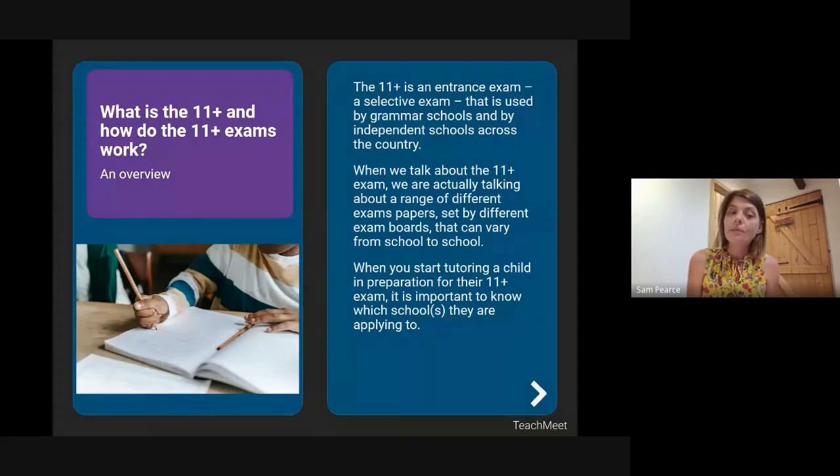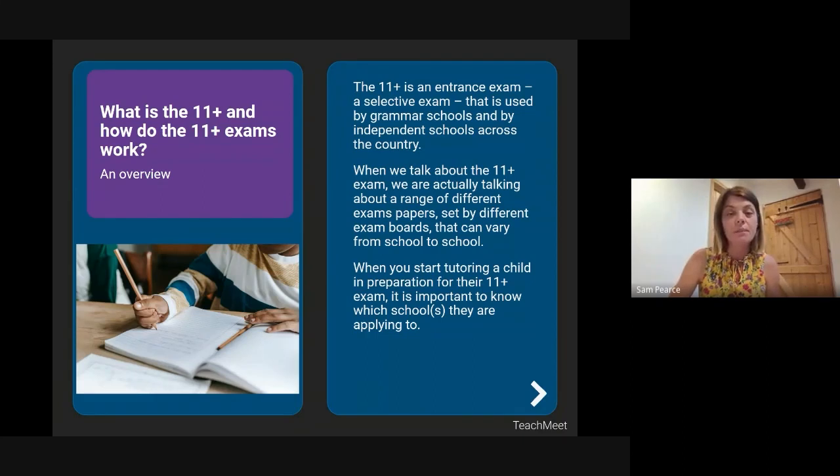Also, when we talk about the 11+ exam, we're not talking about just one test. We're talking about a range of different exam papers that can be set by different exam boards that can test different subject areas at different times in the year, and that can range from school to school. So the 11+ is complicated for that reason. It's very different for each area, for each school.